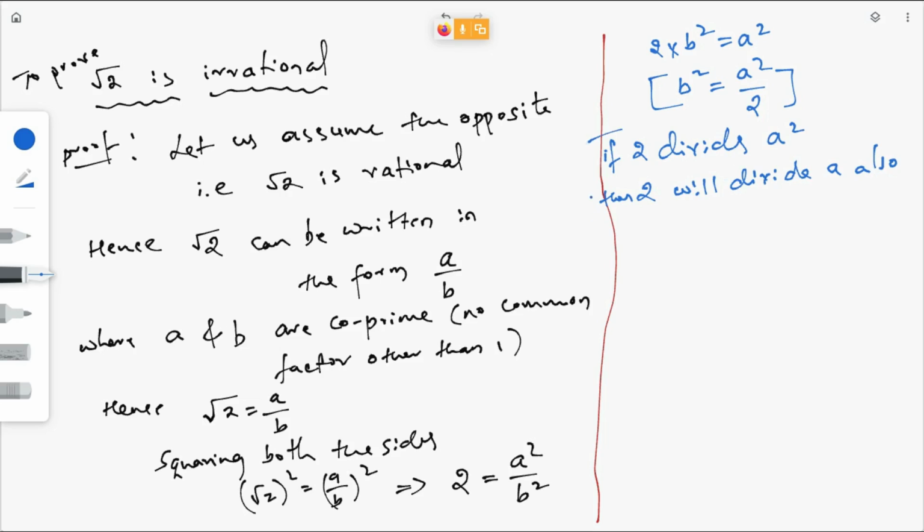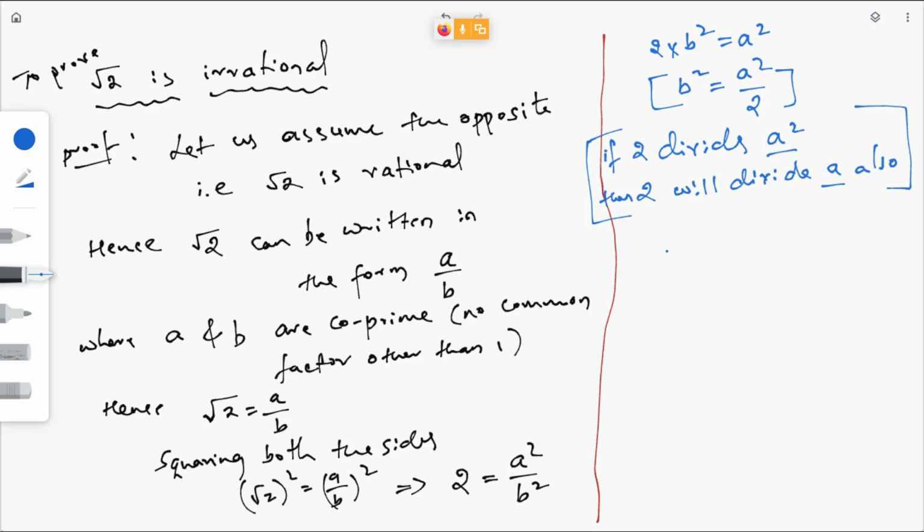This statement is important. This one is from theorem number 3. If p divides a square, then p divides a. Here p is a prime number, and here 2 is a prime number. If 2 divides a square, then 2 will divide a. Any doubts still here? No, sir.